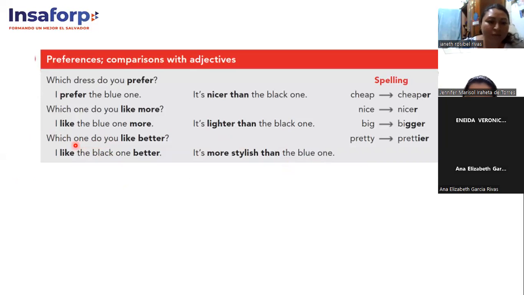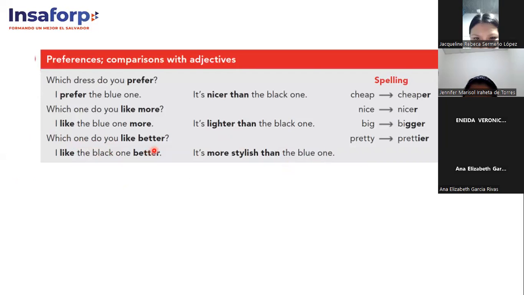Sorry. Which one do you like better? Thank you, people. So this question is asking for preference. Which dress do you prefer? I prefer the blue one. It's nicer than the black. Which one do you like more?